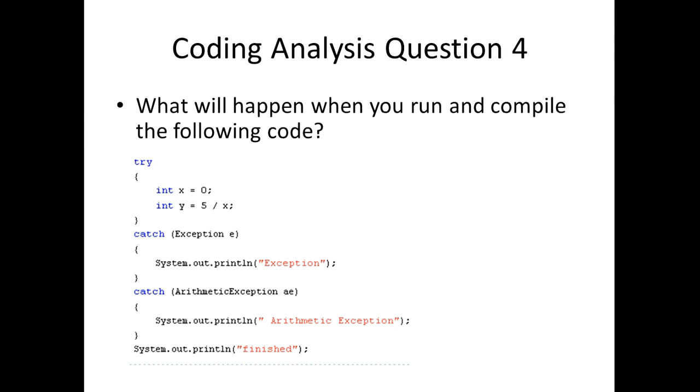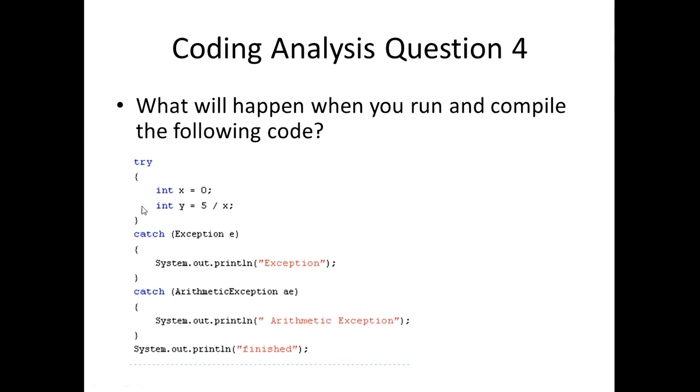All right. Now that you're back, what we're going to be doing is walking through this code, and I'm going to be explaining it to you. So what we have here is a try-catch clause. As you can see, we have a try block, catch block, and then we have a System.out.println at the bottom here. So what will happen when you run and compile the following code?